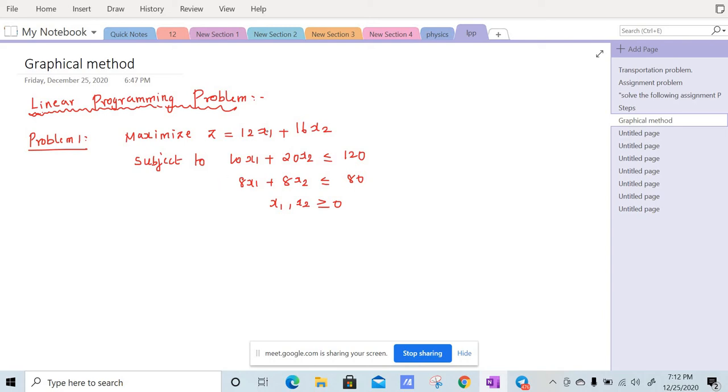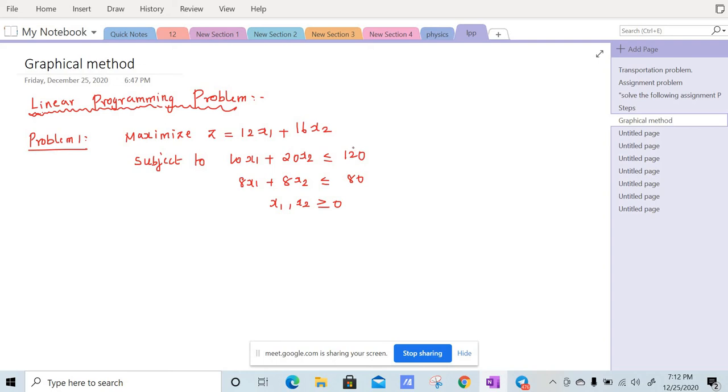So we cannot simply plug in x1 and x2. Whatever x1 and x2 we plug in, they need to satisfy these two conditions: 10x1 plus 20x2 has to be less than or equal to 120, and 8x1 plus 8x2 has to be less than or equal to 80. There will be so many x1 and x2 values that satisfy these two conditions. Of all those x1 and x2, we need to find the maximum value for z, which is 12x1 plus 16x2. This is our aim, and we are going to solve this using three methods.